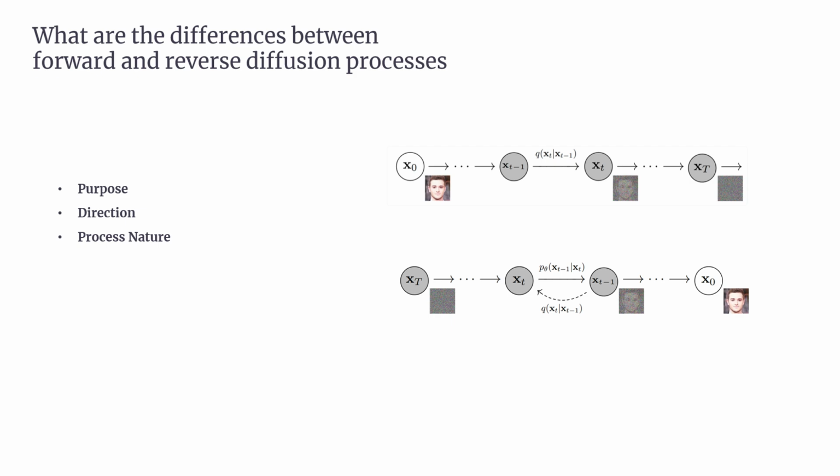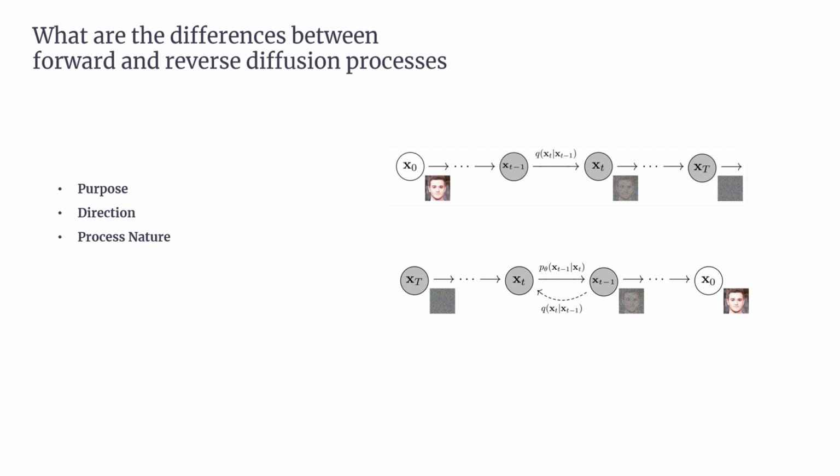This process runs from t equals 0, starting with clean data, to t equals T, where T is the total number of diffusion steps. For reverse diffusion, the reverse process goes in the opposite direction. It moves from pure noise to clean data. It runs from t equals T, where you start with pure noise, to t equals 0, where the goal is to restore the data to its original state.